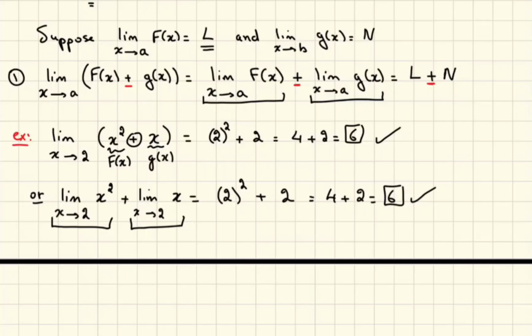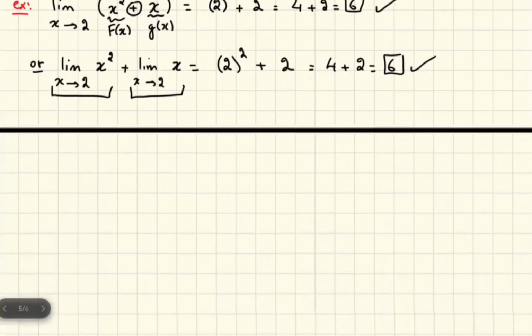I was just showing you that you are allowed to separate the limits. Take the limit of the first part alone, the limit of the second part alone, and then add at the end. So this is one of the properties of limits. Property 2.